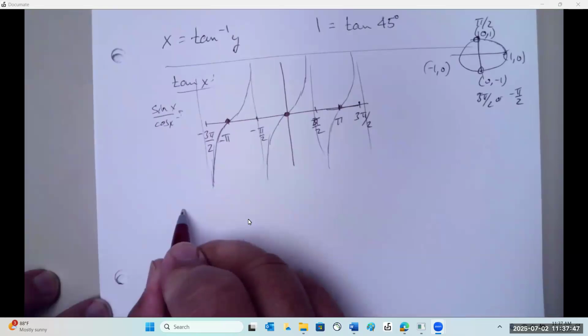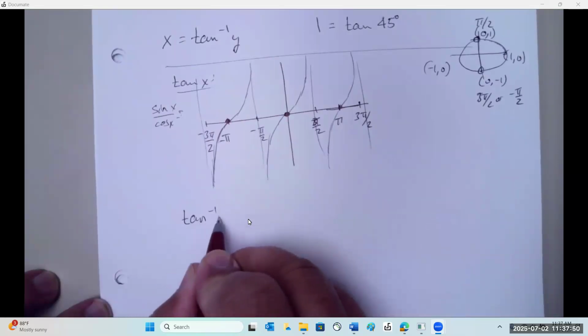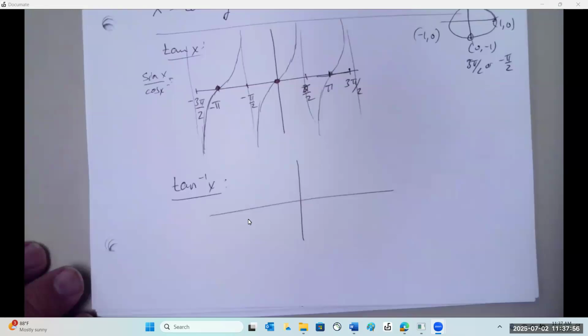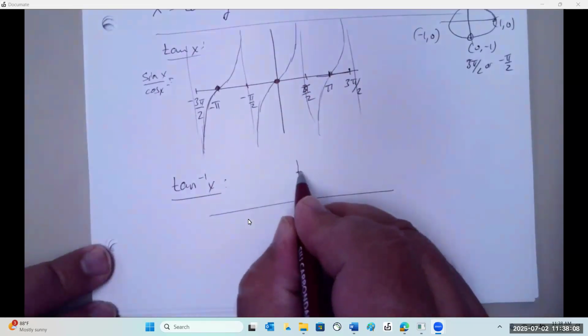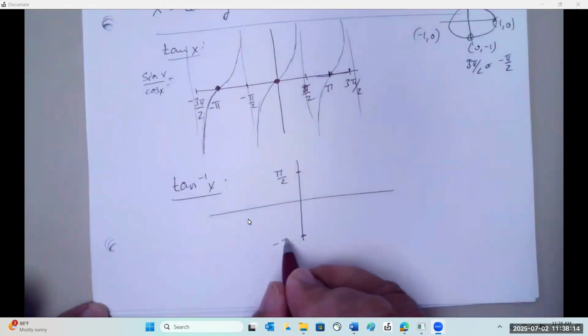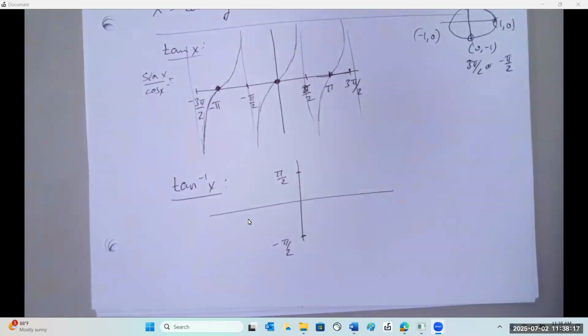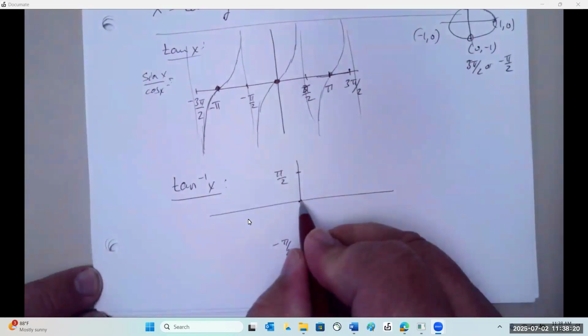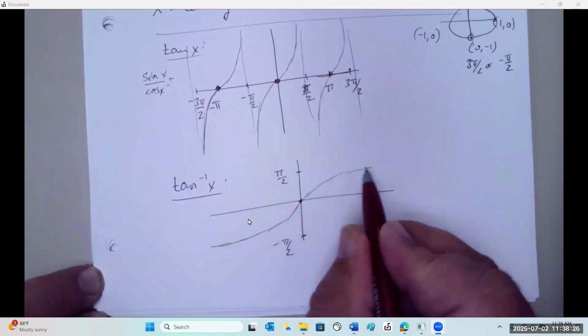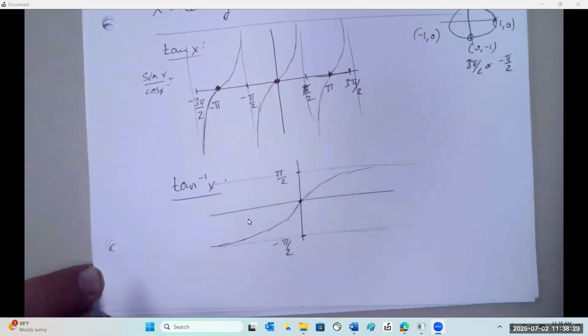So the inverse tangent of x. What that means is because it's an inverse, it's flipped across the y equals x graph line. So this one, we switch x and y, so we're bounded by pi over 2 to negative pi over 2. At 0, it's 0, and it's an increasing function. And these are the asymptotes.